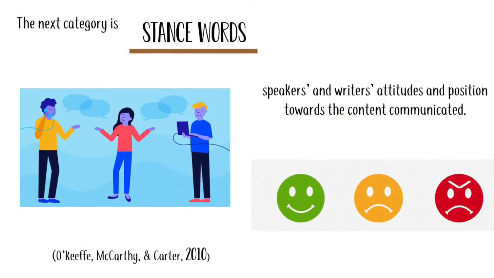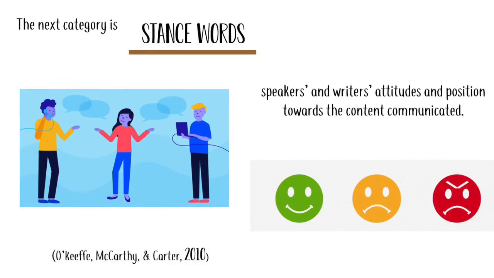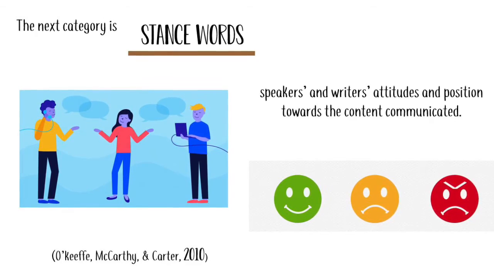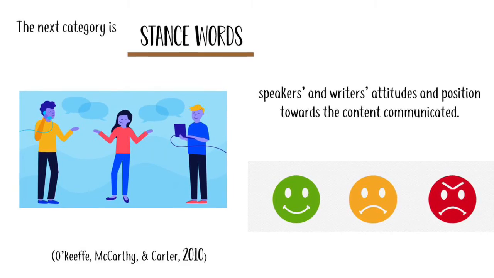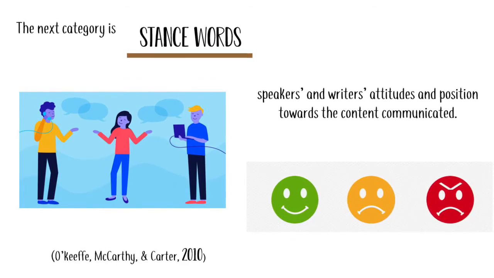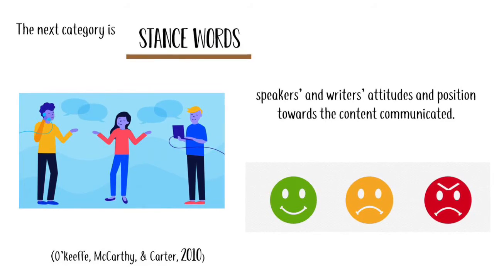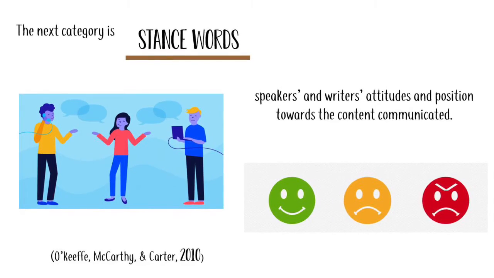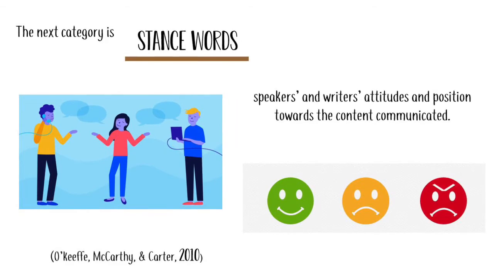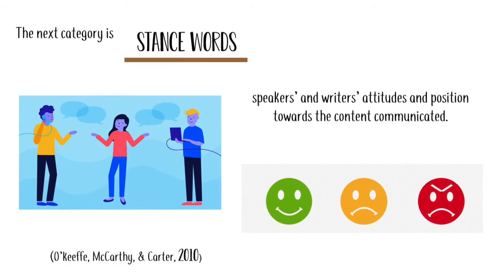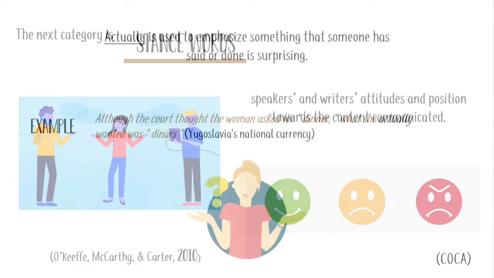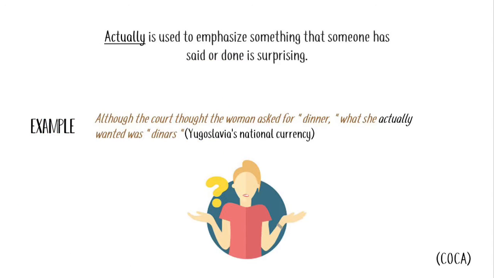The next category is stance words. The function of stance words is to represent speakers' and writers' attitude and position toward the content communicated. These are central to communicate and to create and maintain appropriate social relations. Also, stance words can be used to soften or make indirect utterances. For example, actually is used to emphasize that something someone has said or done is surprising. For example, although the court thought the woman asked for dinner, what she actually wanted was diners.